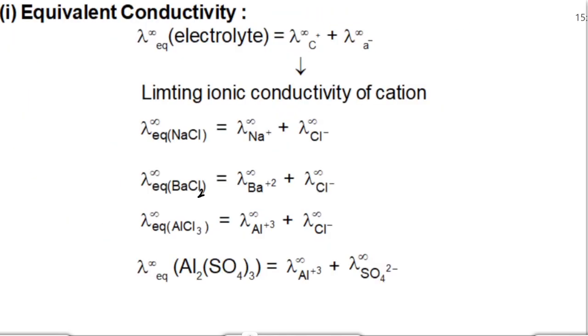Equivalent conductivity. So in case of equivalent conductivity, you know, this is the conductance produced by all the ions of one equivalent of electrolyte. So lambda equivalent of NaCl is lambda Na plus, means equivalent conductivity of Na plus, plus Cl negative. For BaCl2 we get Ba2 plus and Cl negative contribution, and if we have molar conductivity we will write it like this.